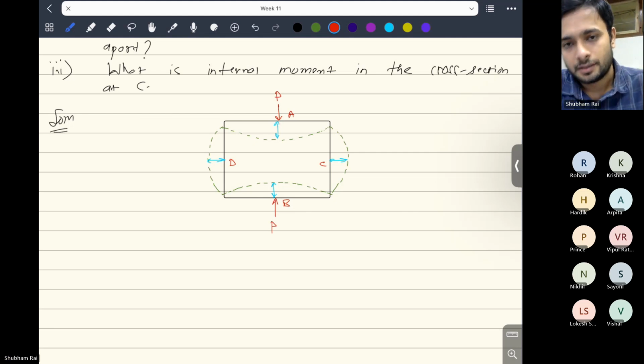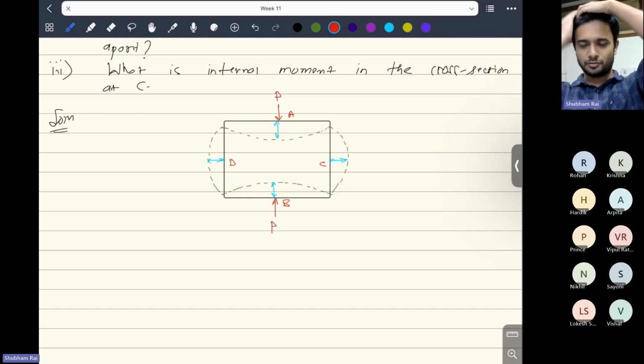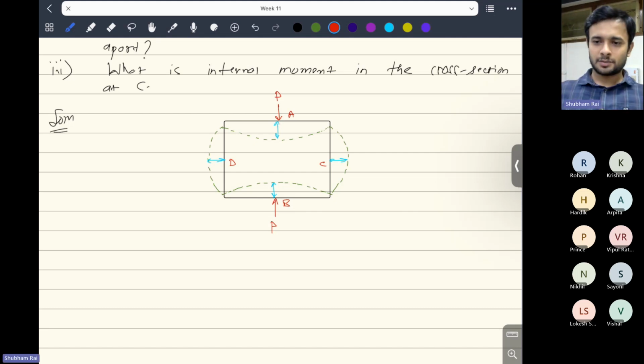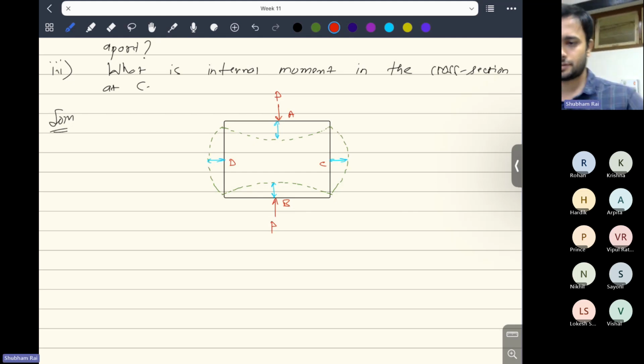Okay. So this will be the shape of the deformation, but we are going to assume small deformation theory. So your strain displacement relationships are linear. The material is also linear elastic. Okay. So let me just start the solution.